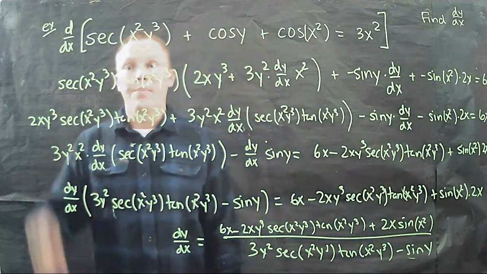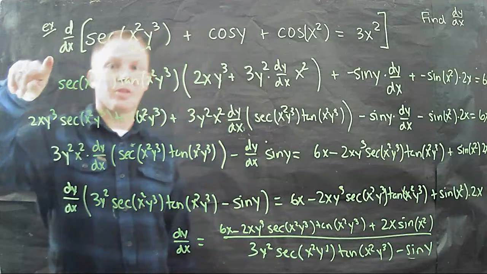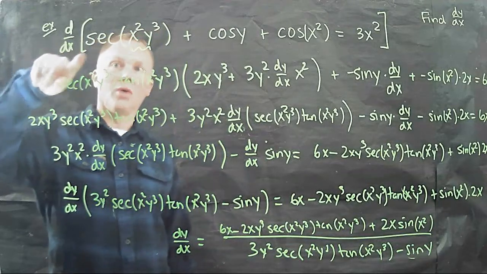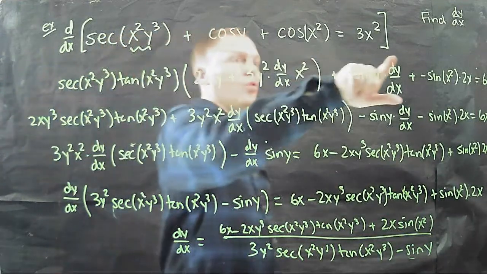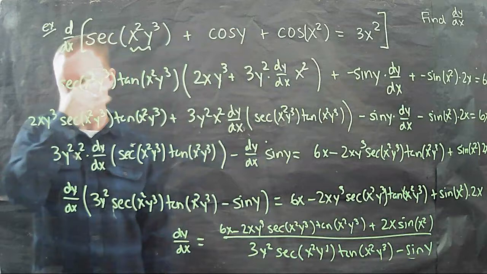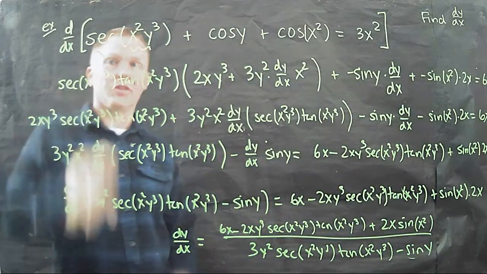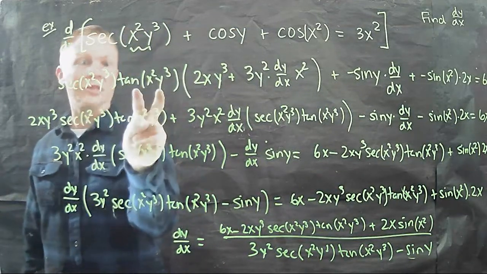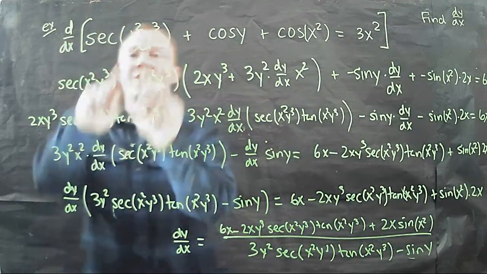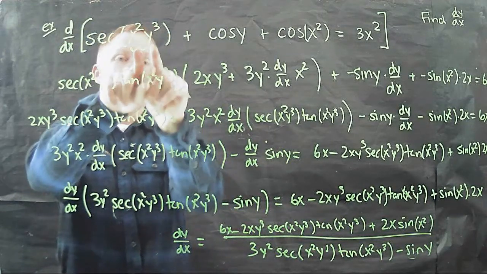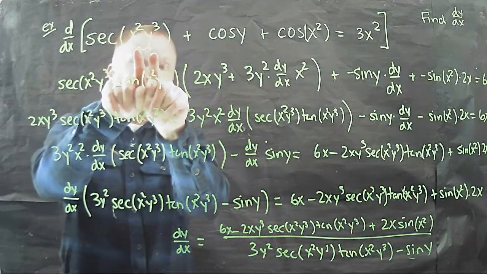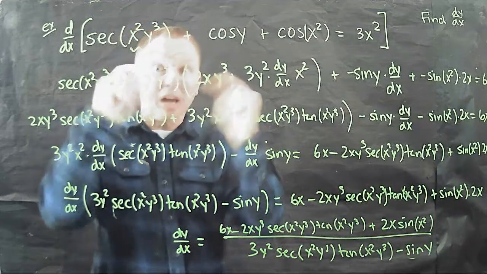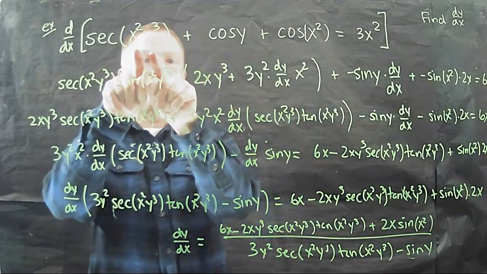So let's recap here and make sure we understand what happened. I took the derivative with respect to x of this whole equation, both sides. Right here I said the derivative of secant of x squared y cubed was secant x squared y cubed tangent x squared y cubed. Then I have to multiply by the derivative of the inside. The derivative of the inside is a product rule, and inside that product rule is an implicit differentiation problem.